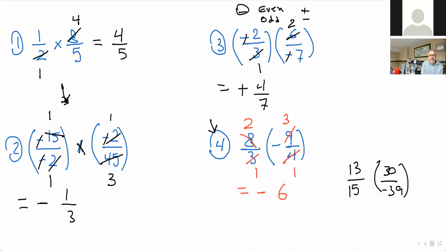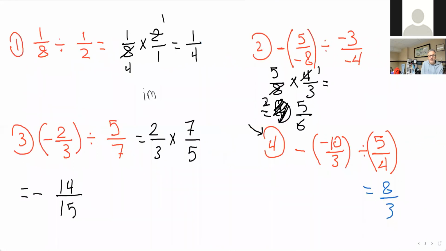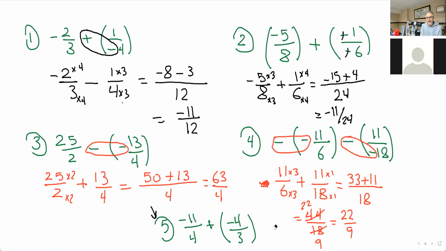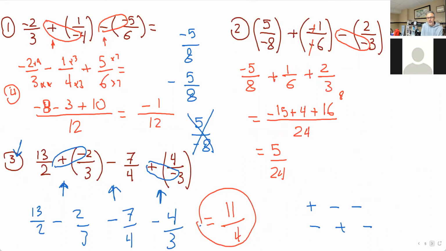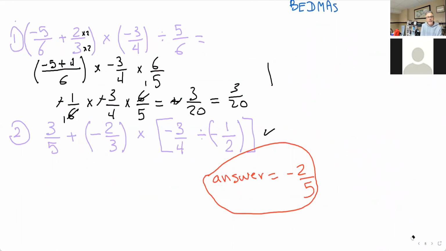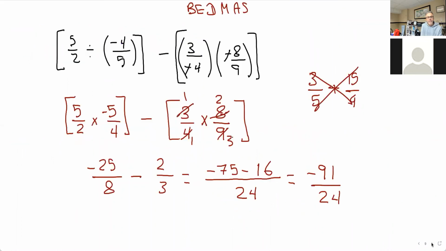So the answers, here the answer is going to be 8 over 3. So when you do this, you should get 8 over 3. This, I'm going to leave it up to you. I'm not going to show you the answer, but you could ask me next time. For this here, the answer is going to be 11 over 4. For this, the answer is going to be negative 31 over 10. And for this, the answer is going to be negative 2 over 5. And these are the answers for the homework.